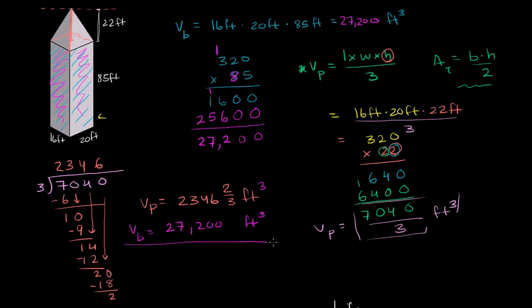And then we can add them together. So you're definitely going to have the 2/3 there. 6 plus 0 is 6. 4 plus 0 is 4. 3 plus 2 is 5. Put the comma in both of them. 2 plus 7 is 9. And then you just have this 2 over here. So the volume of this entire Washington Monument-like looking thing is 29,546 and 2/3 cubic feet. And we're done.